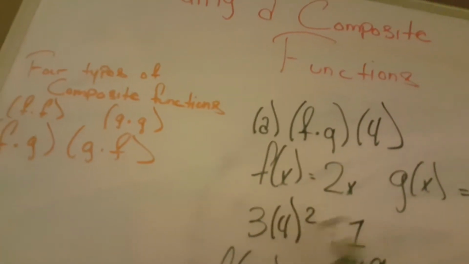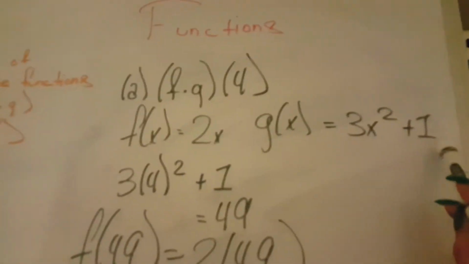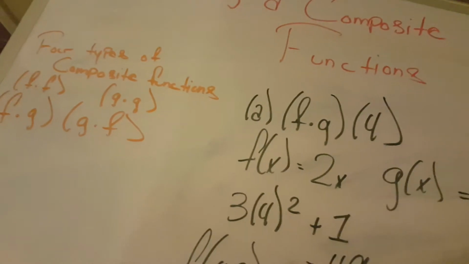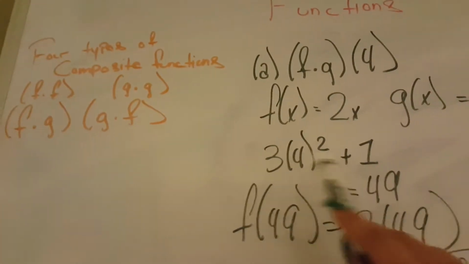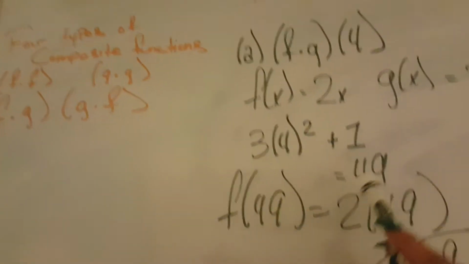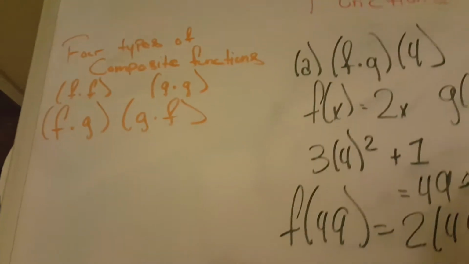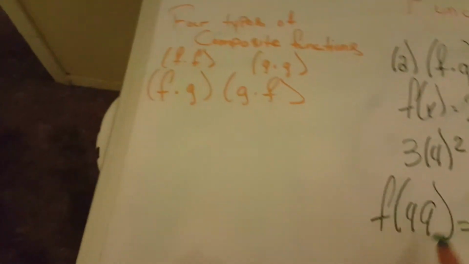We're going to use g. We're going to look for the equation for g, which is g of x equals 3x squared plus 1. We're going to take this number and substitute x with 4. Now we have 3 times 4 squared plus 1. Multiply and add that together, you get 49. You use this number to substitute x in f's formula.